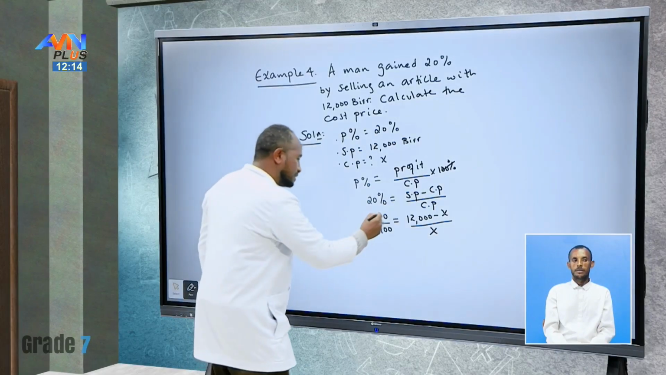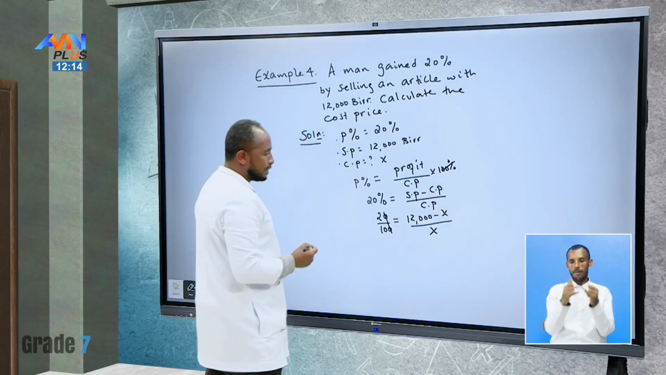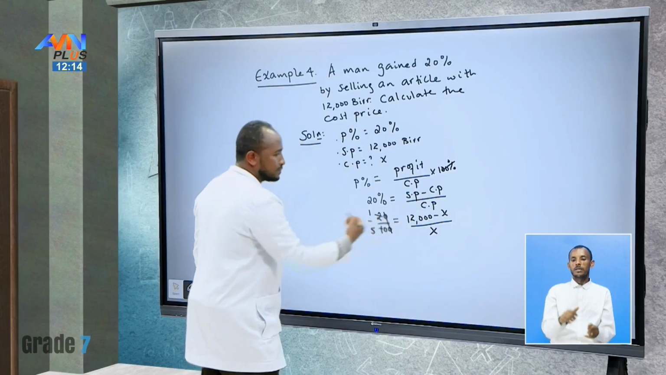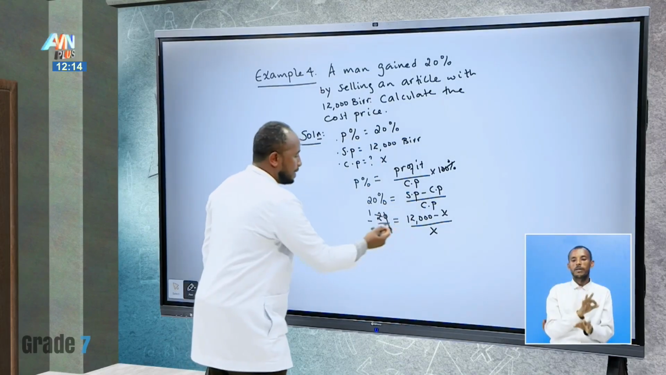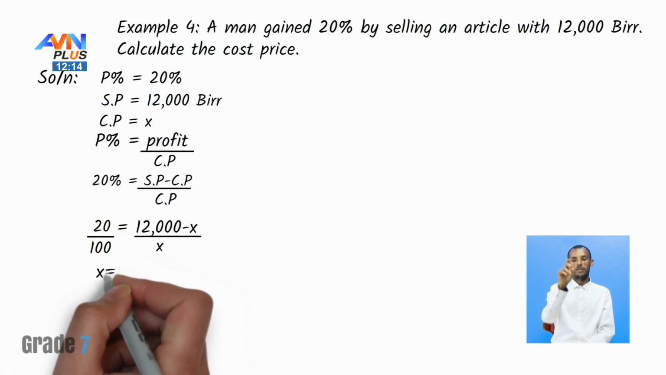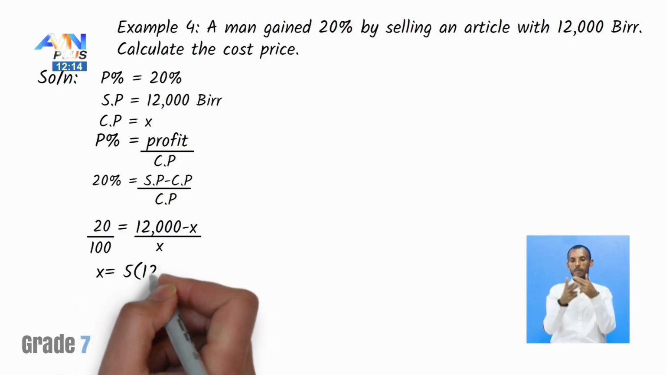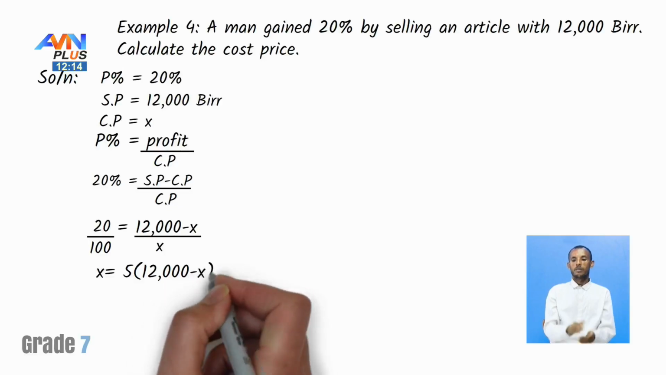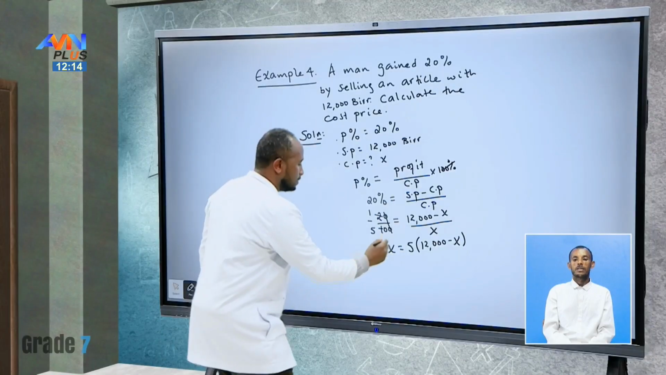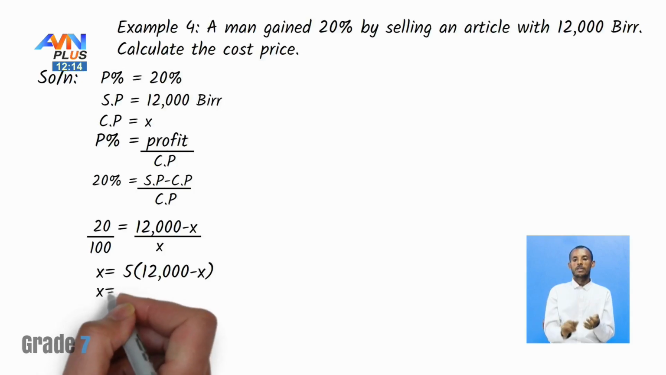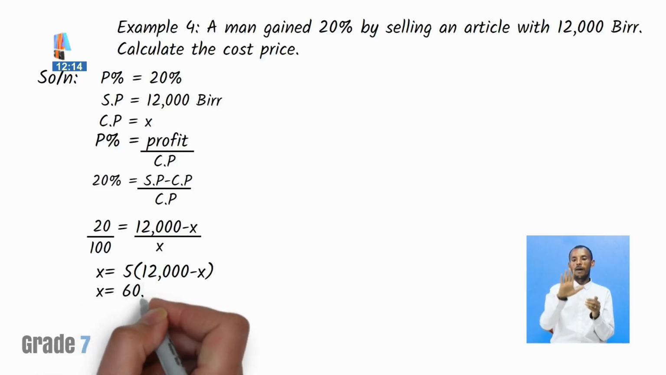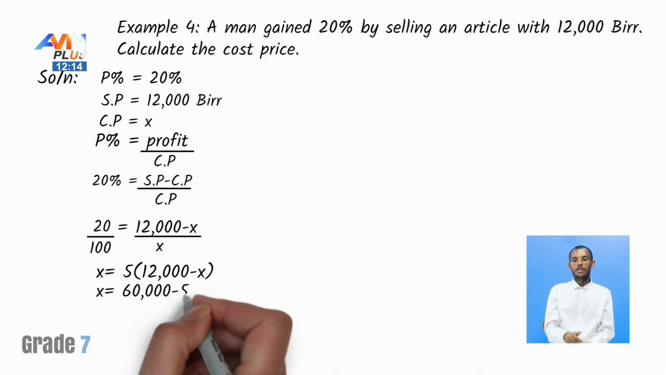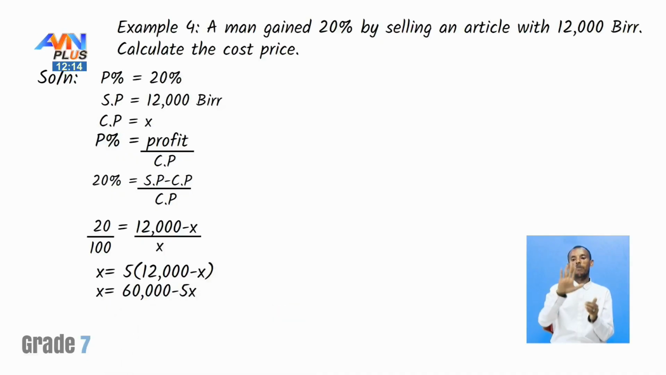So let's simplify this expression. You can cancel 0 by 0. This by 2 is 1, and this by 2 is 5. And then let's apply cross multiplication. X times 1 is this X. And 5 times 12,000 minus X. So X is equal to 5 times 12, which is 60. Therefore, you have 60,000 minus 5 times X, which is 5X.